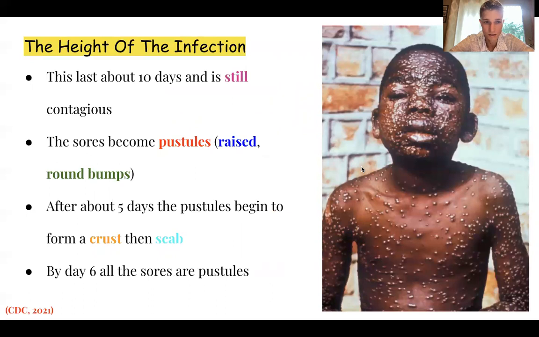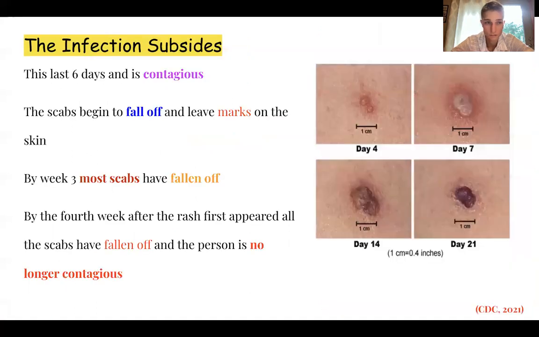The height of the infection lasts about 10 days, and it's still contagious. The sores become pustules, which are raised red round bumps. And after about 5 days, pustules begin to form a crust and then scab. And by day 6, all the sores are pustules. Here's a picture of a child that has smallpox. As you can see, it looks very painful, and it's covering the entire body.